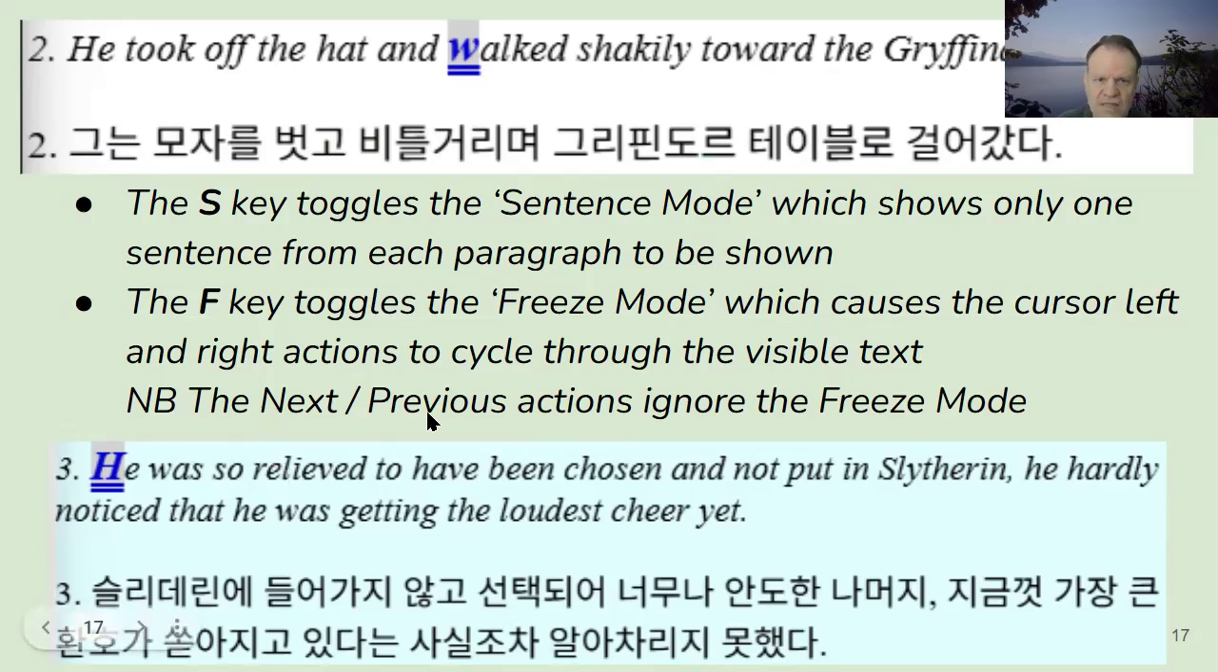Okay, so we've got the next and previous actions, which go to the paragraph. They ignore this setting. So if you want to go to the next sentence, you can just do N or P for that. Also, if you're in the frozen mode, freeze mode, it will show this light cyan color, which will just be chilly, like ice.